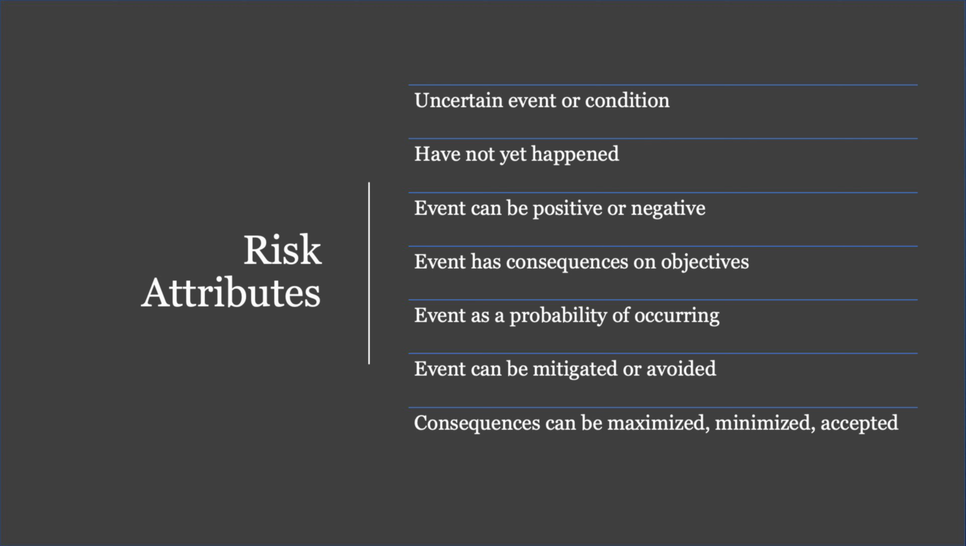Now, risk attributes, we talked about a little bit in the definition, but diving a little bit deeper, we realize that there is an uncertain event or condition that happens. Another thing about risks is they have not yet happened, so they're in the future. The event that happens can either be positive or negative, and the event has some sort of consequence on our project outcomes and objectives. And there's a probability that this event will occur, and there's also something that you can do to mitigate or avoid this event from happening or avoid the outcome that might be associated with this particular event.